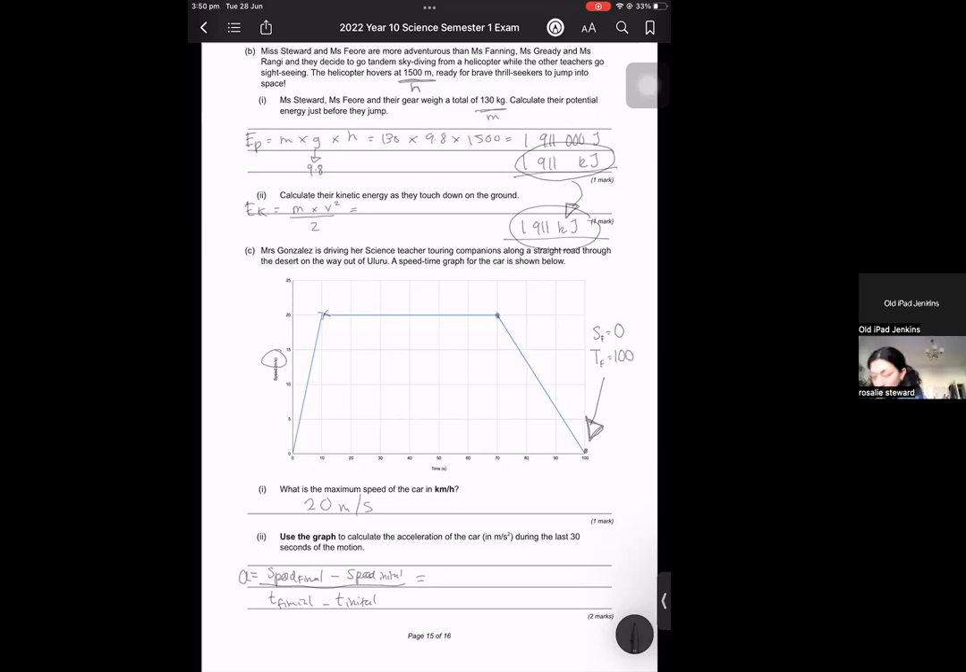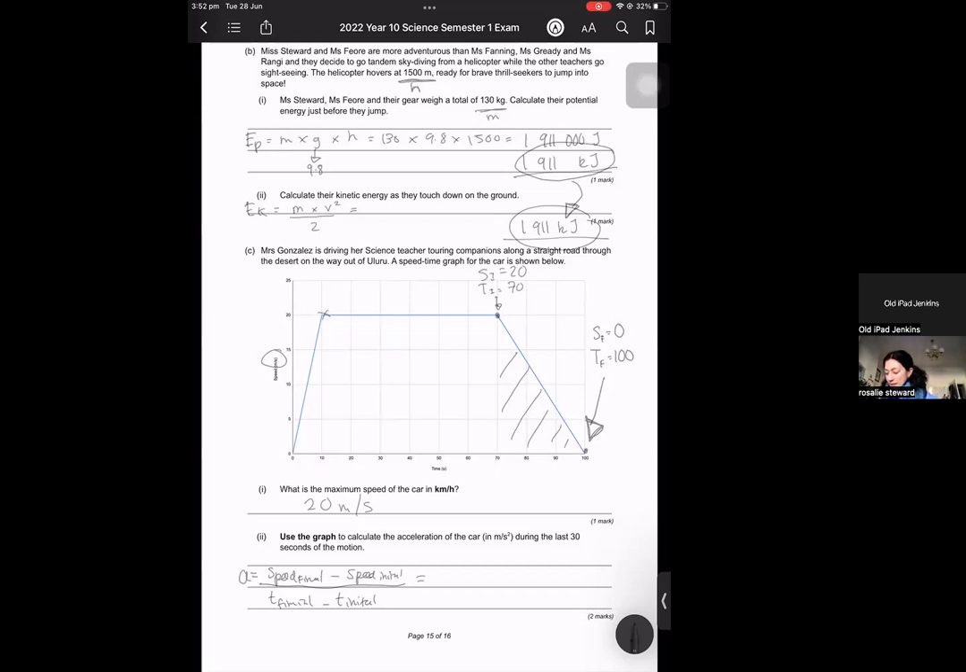And this is the initial, because we're looking at the last 30 seconds. We're just looking at this part of the graph here. Okay, and the initial speed, so speed initial is 20 and time initial is 70. So we're just going to put those numbers into the formula.